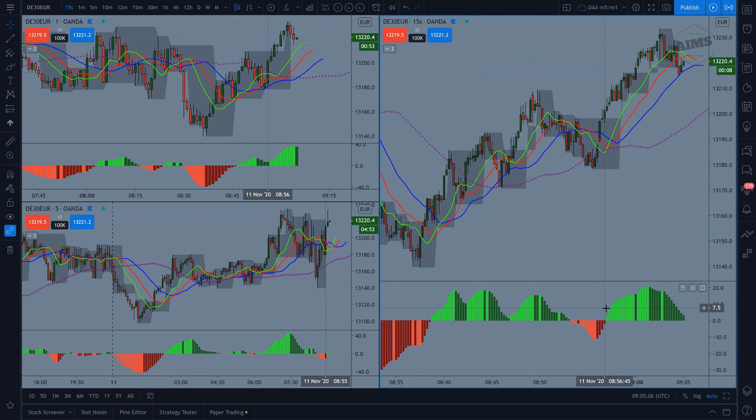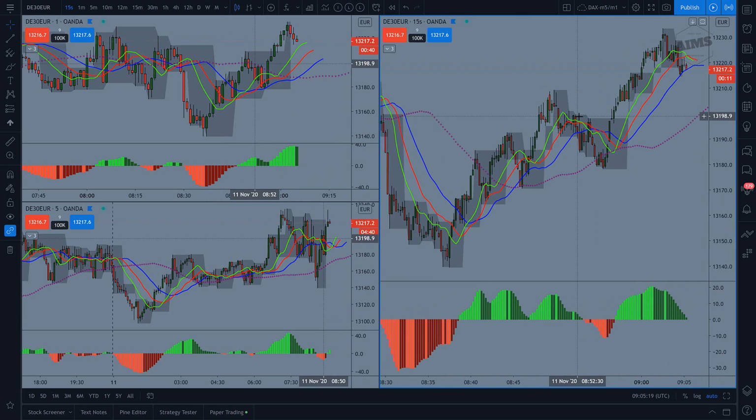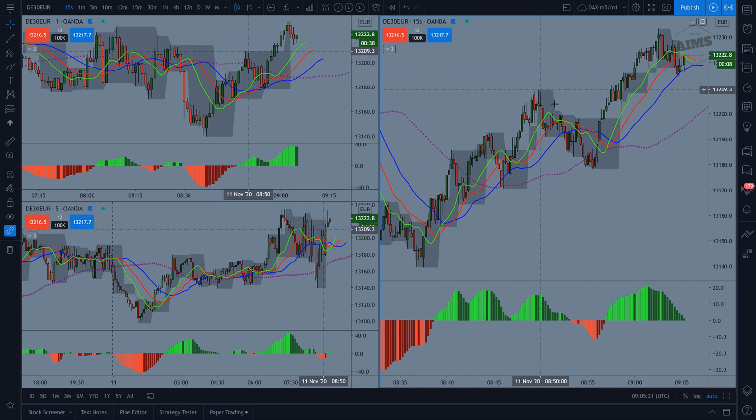So the eWave gives us a wave count, which is easier on the eyes. So right now it's probably showing a 3 here, so it will be a 3 and a 4. This is the kind of setup that we trade, what you see on the 15-second chart.